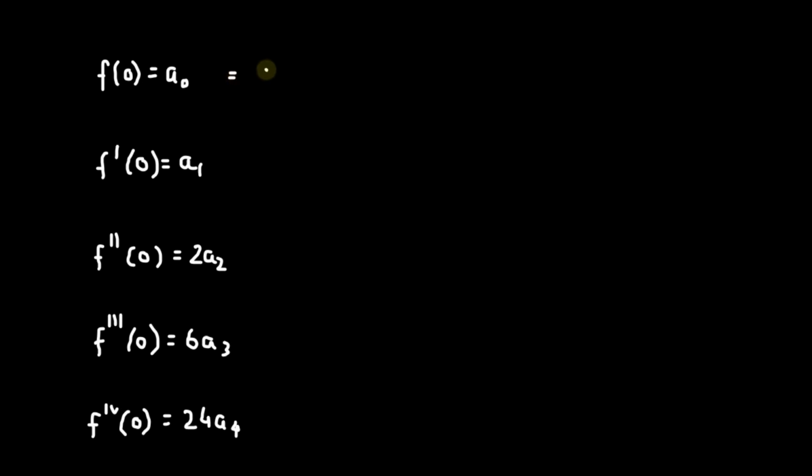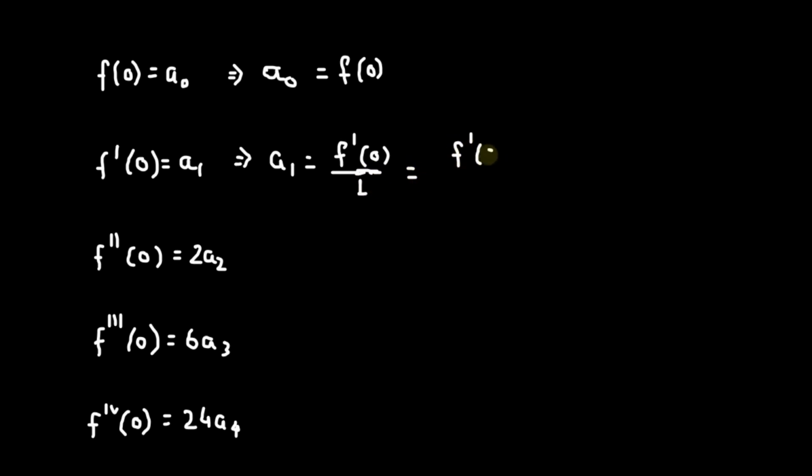Now what we can do: a0 we will keep the way it is, such that now we have a0 equals f of 0. What we're going to do is write all the coefficients in terms of the function and its derivatives. So here a1 will be equal to f prime of 0 divided by 1. This will become evident in a moment. This is divided by 1, which can be written as f prime of 0 divided by 1 factorial. 1 factorial is 1.